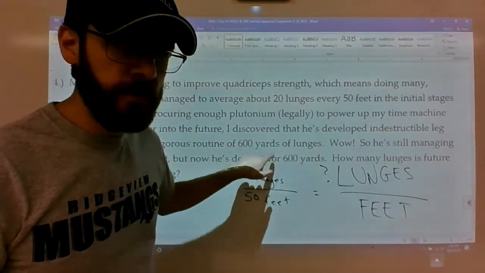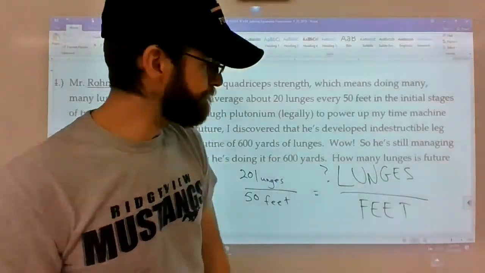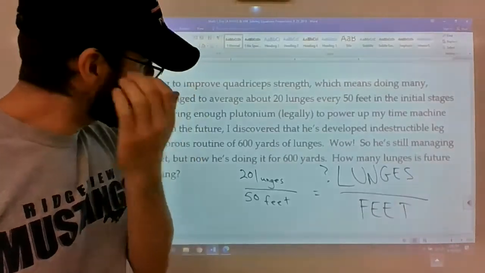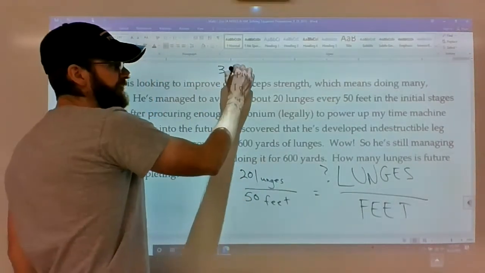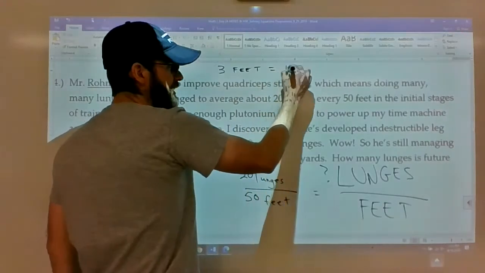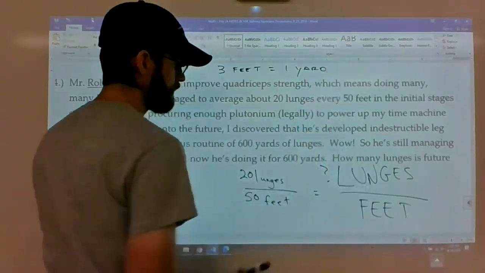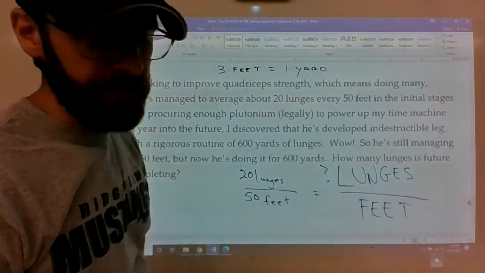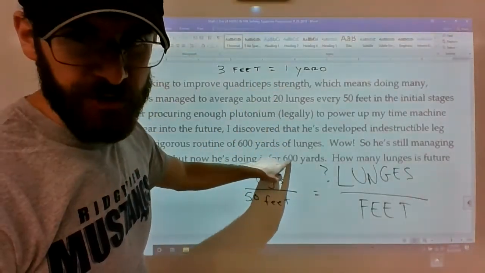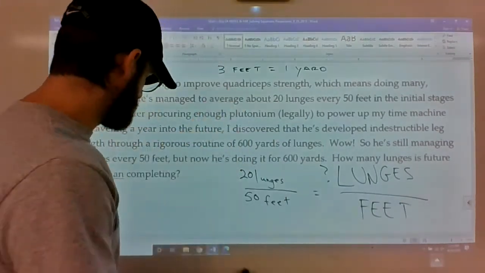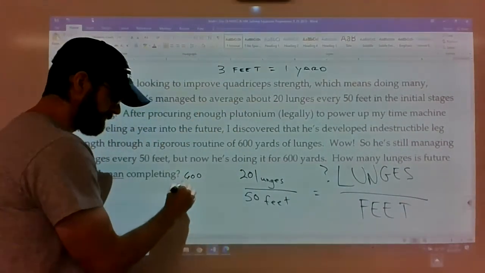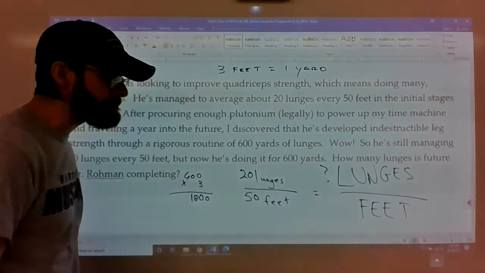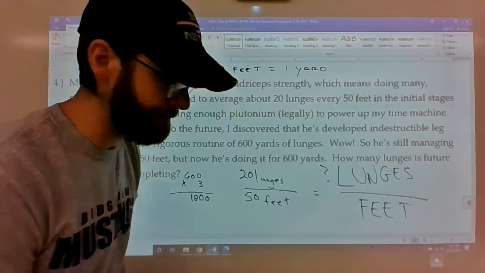yards. So we have to convert yards to feet. So it's usually common knowledge, all right, that there are 3 feet in 1 yard. So for every yard, I'm just going to multiply by 3. So what's 600 yards times 3 feet? Well, 6 times 3 is 18, but double 0. Okay, so we're talking 1,800 feet here.